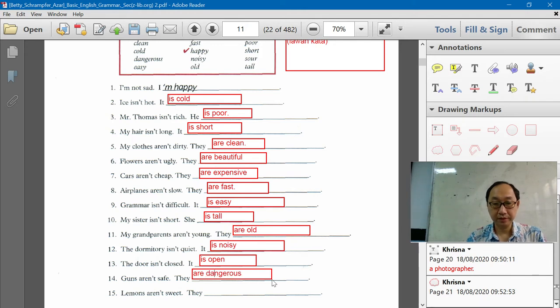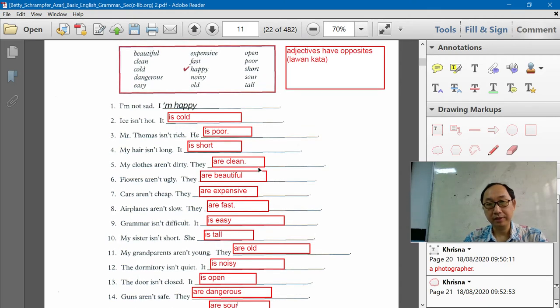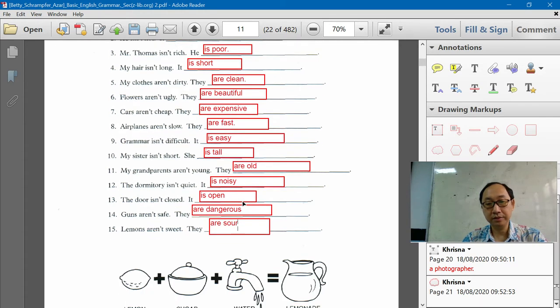And lemons aren't sweet. They are sour. Sour. Yeah. Okay. So this is the opposites. Lawan kata. So I think it's pretty simple. But if you have questions, you can stop and ask me. Put your questions in the comments or give me a message. And let's continue to the next.